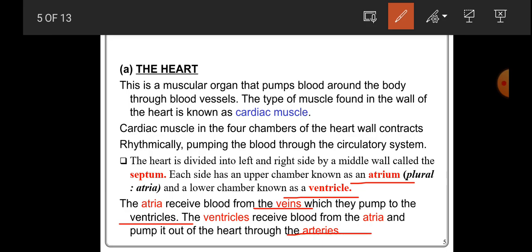At this point, it is also important to take note that the left side of the heart, or the left ventricle, has a thick muscle because it needs to pump blood out of the heart to a longer distance. So you find that this ventricle has a thick muscle.